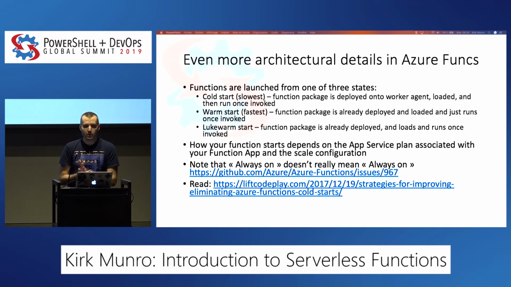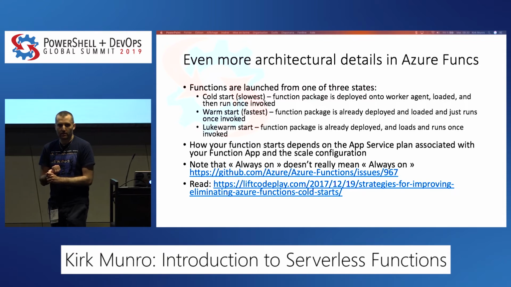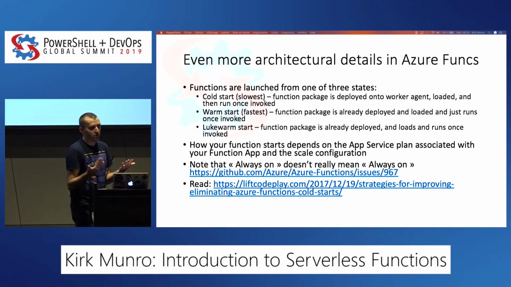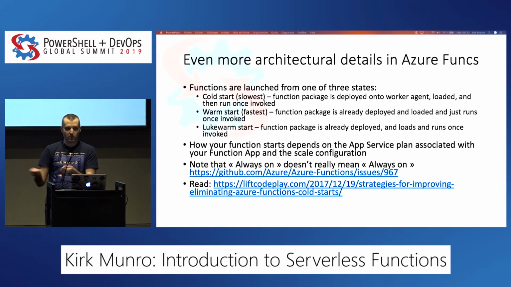So functions are launched from one of three states. There's cold start, that's the slowest. When you deal with the free tier, the free tier is always on cold start. So your function package is going to deploy on the worker agent when you invoke it. And then it'll load into memory and then run. And so it takes some time for that to happen.